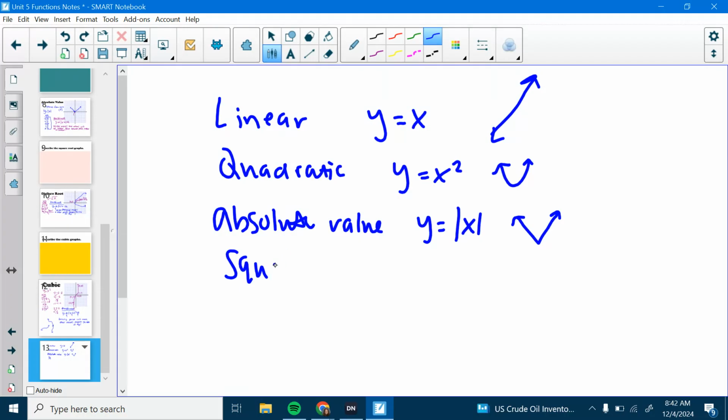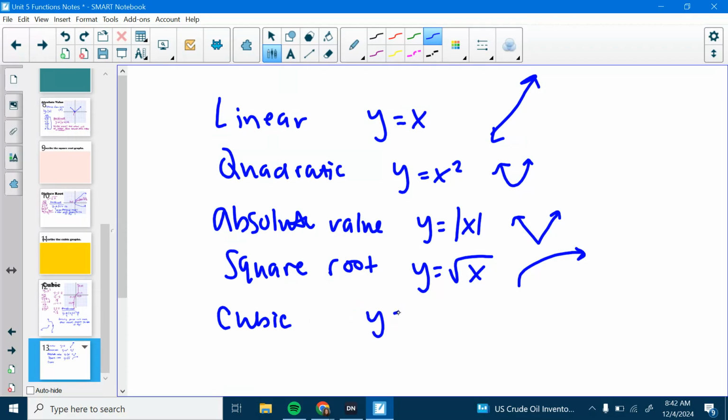Our square root is y is equal to the square root of x, which is a nice arc. And finally, our cubic, where y is equal to x cubed, and we got dance and arms. Okay. So these are our parent functions. We modify them or transform them to get different kinds of lines that fit different situations and represent different relationships between values, but they all come back to these parent functions.